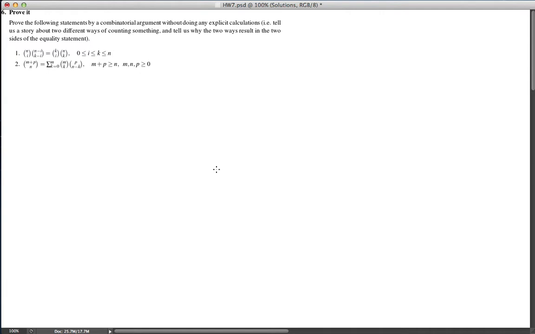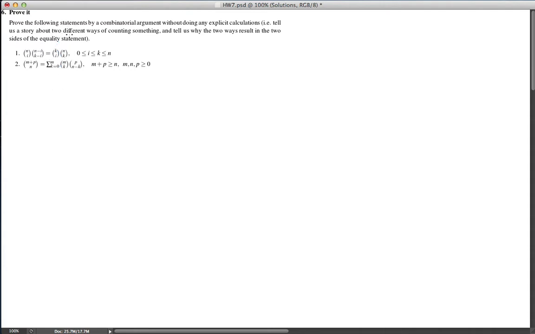Okay, so let's look at the first one. Generally, for these types of questions, you can sort of get what you have to count from one of the sides of the equation. So let's start with this one. This side looks a little bit simpler, so I'm going to come up with a story for this side. You're basically choosing k elements out of n elements and then choosing i out of k. These two k's are the same, right?